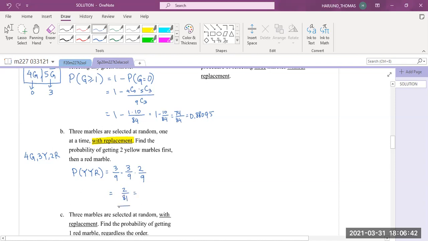Or simply, you can just leave it like that though. Yeah, you can just leave it like that. It's the simplest form anyway. That's 0.02469.